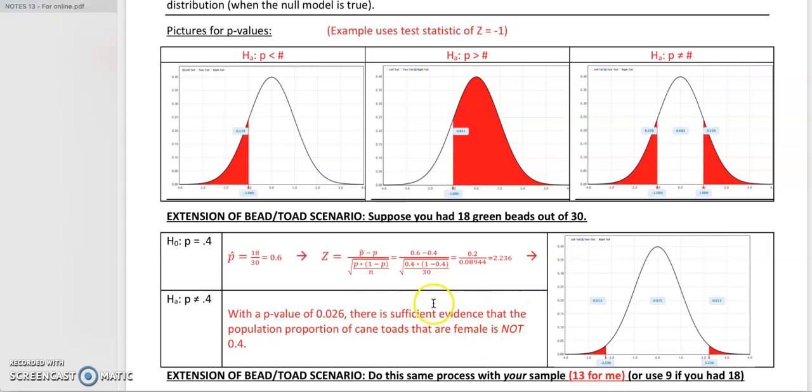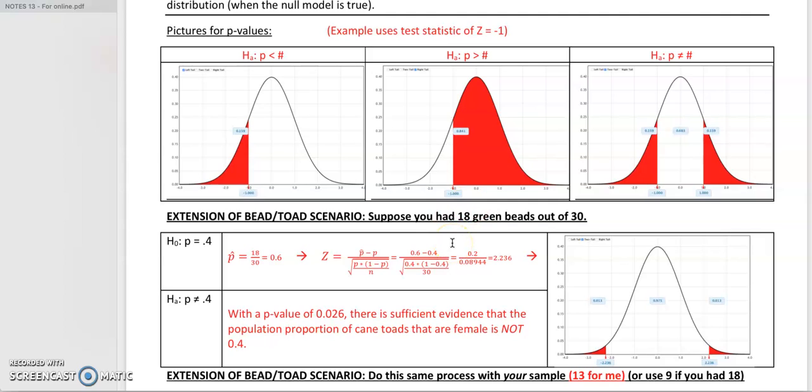So in this case, if I got 60% of my sample was female cane toads, that would be sufficient evidence that the population proportion of cane toads that are female is not 0.4. So again, I don't know exactly what it is yet. I could do a confidence interval to get a better guess at that, but I seem to have sufficient evidence that it's not 40%. And that was actually our guess for what we thought it was when we looked at that picture at the beginning. So this is if you had gotten 18 female cane toads out of 30.